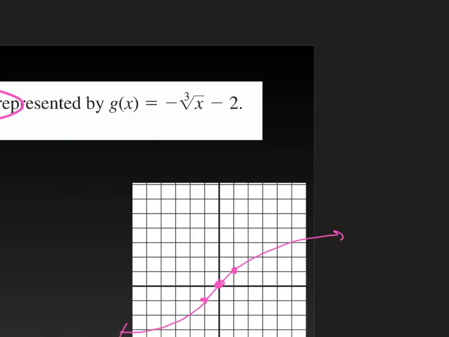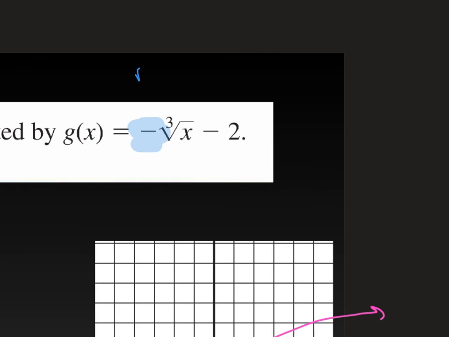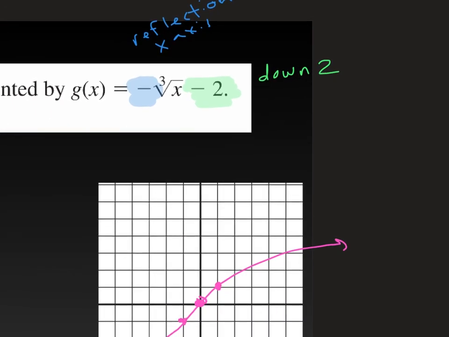All right, so now let's look at g of x and let's apply our transformations. So what does this negative on the outside tell us to do? Flip it. So a reflection on which axis? Awesome. X's stay on the outside. So x-axis. And then what does this -2 on the outside tell us we're doing? Down 2. So we have 2 transformations, a reflection on the x-axis, and we're going down 2.